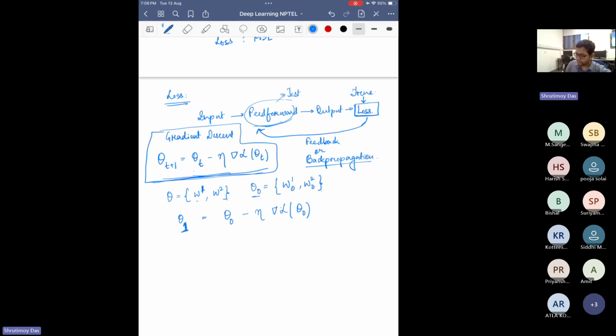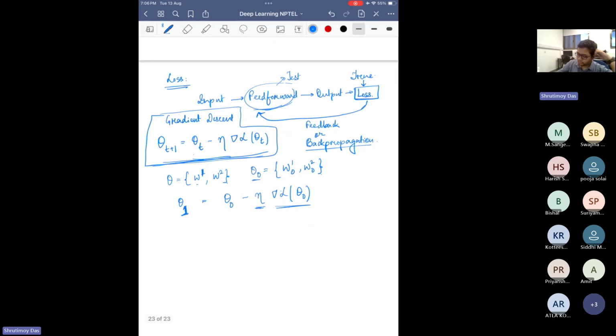So we know what theta 0 is. Eta is some learning constant which the user can give. That is, if you give a small eta, your algorithm will learn very fast, but it may not come to a good solution. Now the most important thing is this: what is the gradient of the loss? Like we saw a few steps back, we have this loss, and we want to use this loss as feedback for training the neural network, right?